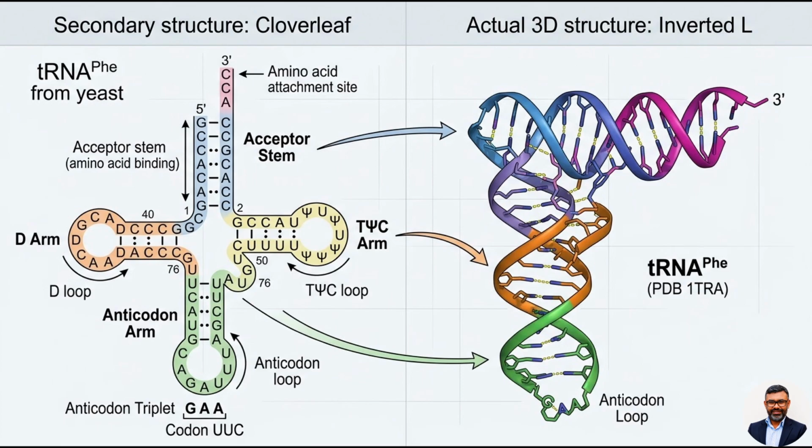Although we commonly represent tRNA as a cloverleaf structure, this represents its secondary structure. In reality, the tRNA molecule folds into a compact three-dimensional structure that resembles an inverted L. So remember, cloverleaf, secondary structure. Inverted L, actual three-dimensional structure.